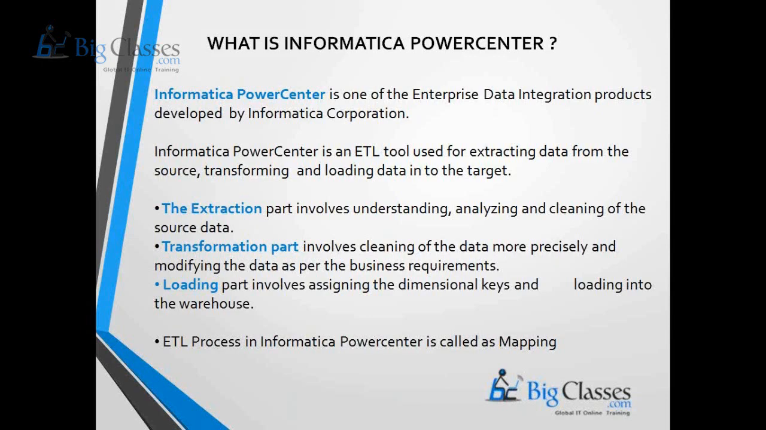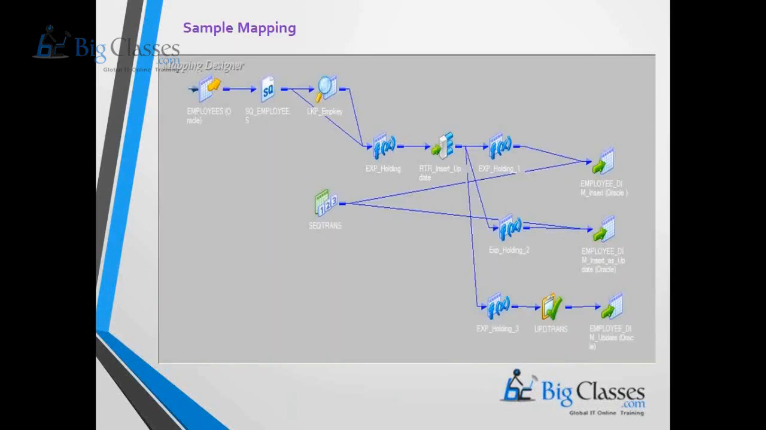So what is meant by mapping? Mapping is nothing but a graphical representation of a data flow from source to target. It basically defines the ETL process. You can see here, we have the source called employee. It's a sample mapping that we have. We have the source called employee, and we have multiple targets present, like employee underscore dimension.